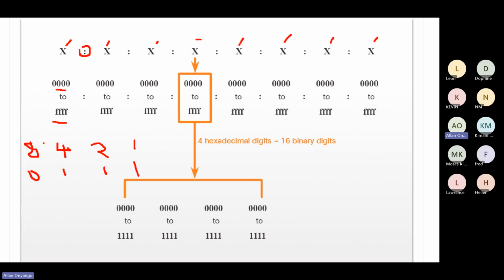Are you understanding what I'm doing? Because we did it some time back, isn't it? If I have 11, it will be what plus what plus what? 8 plus 2 plus 1, and then you put a 0 here. So 8 plus 2 is 10, plus 1 is 11. So 11 will be 1011, okay?